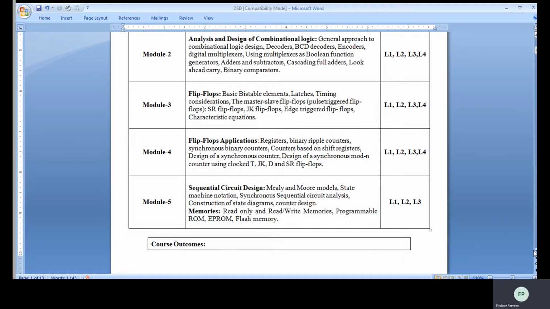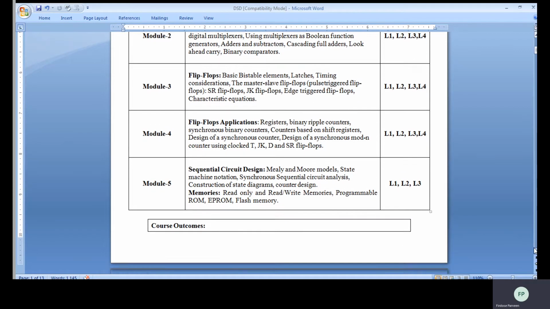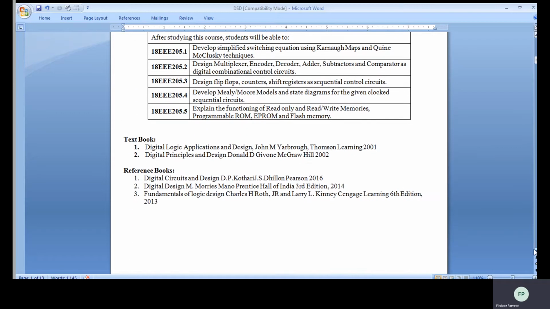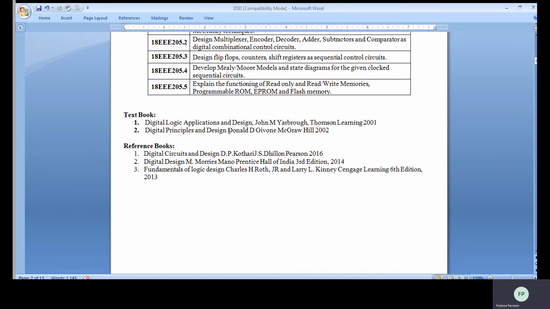So for this complete digital system design course, you all can refer to the textbooks: Digital Logic Applications and Design by John M. Yarbrough, and you can refer to Donald D. Givone, and also you can refer to Kothari, Morris Mano, and Charles H. Roth. So these are the textbooks which you will be referring for your subject.